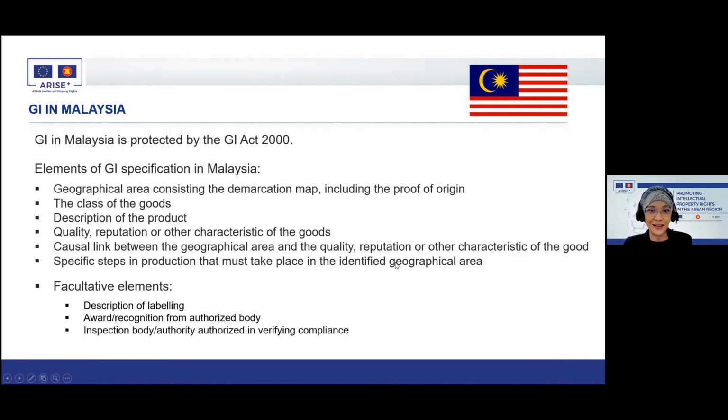This is very strong, actually, Malaysia. Participants from Malaysia, it is very strong because it's like the PDO in the European Union, because the productions must take place in the identified geographical area, 100%. Right? Please correct me if I'm wrong. Okay.